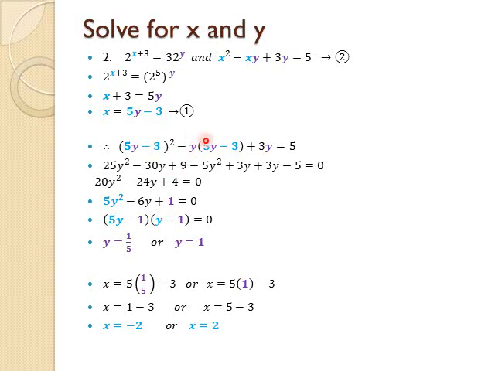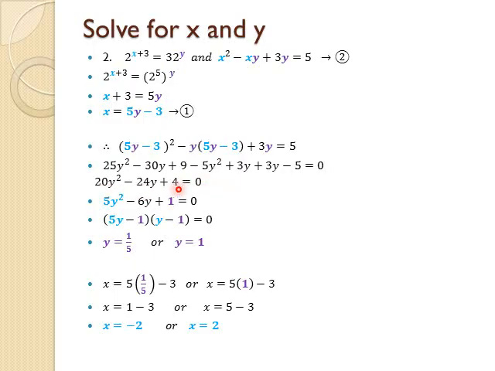Minus 5 times 5y becomes minus 5y squared. Negative times negative become positive. 3 times y would give me 3y. That stays 3y. And if I bring 5 across, it was positive there, it becomes negative on the other side. 25y squared minus 5y squared would then give me 20y squared. Minus 30y plus 3y would give me minus 24y. And then 9 minus 5 would give me 4.